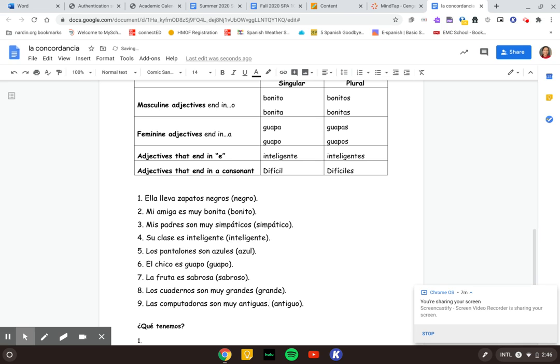So this is just a little explanation of the forms of the adjectives and where to place them and how to decide which form to use. We'll be working in class more on this.